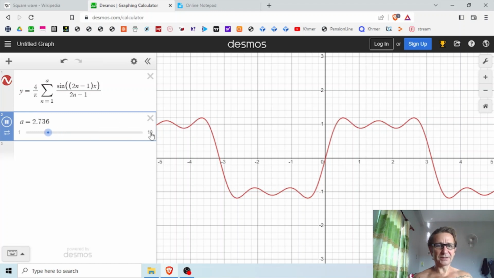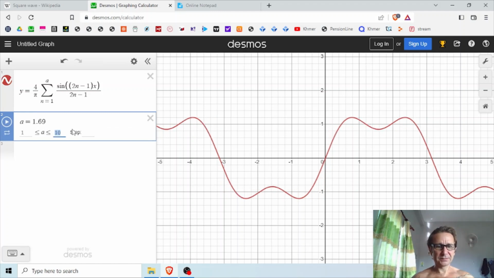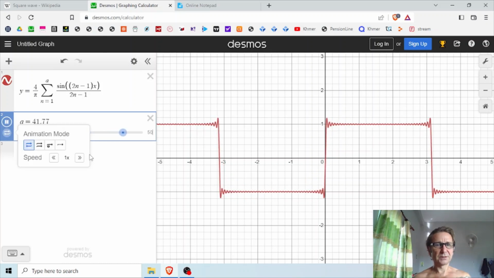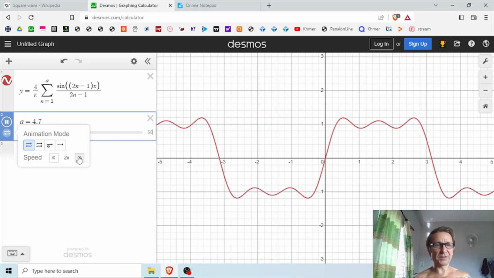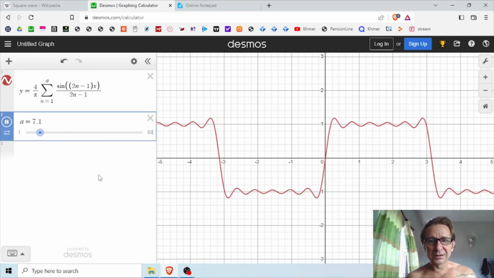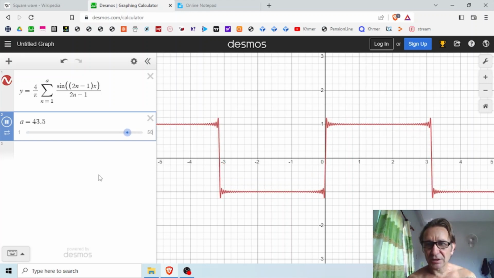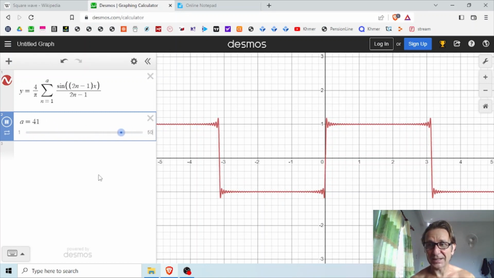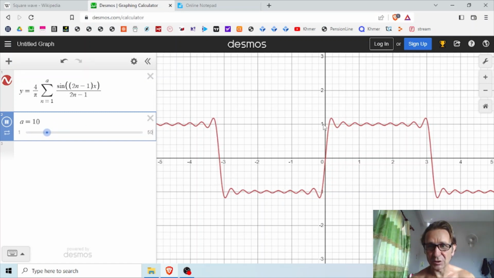Now, obviously, I can increase this upper limit. Let's go to 50. And you can see it gets much, much closer. Let's increase the speed. So as it adds more and more harmonics, it gets closer and closer to a square wave, but you can see it never quite actually gets to a perfect square wave. We've got these overshoots as well.